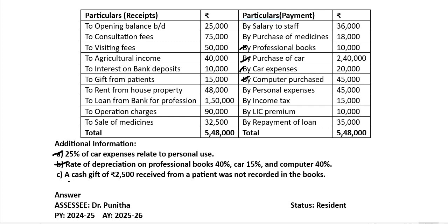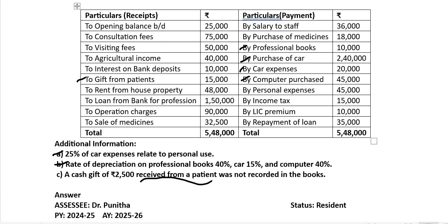Likewise, the third additional information we will check. A cash gift of 2,500 received from patient. Received from patient is a professional receipt. So this is considered as a professional receipt, and they have written not recorded in the books. Here you can see gift from patient. Along with the gift from patient, you have to add 2,500. Remember it.